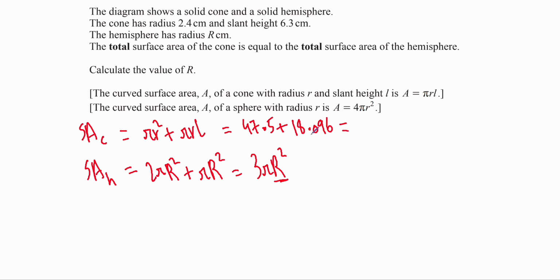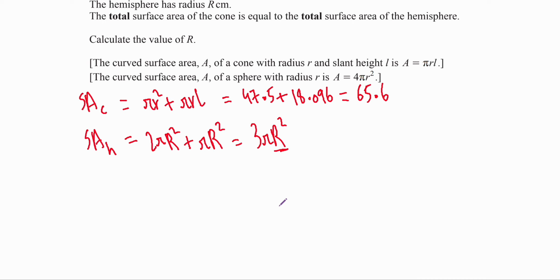Then you can add that up. I can put it on my calculator right now and see what that gives us. So we have 47.5 plus 18.096. So approximately 65.6. And then here we just leave it as 3 pi R squared. We can't do anything more with this. Well, then we have 3 pi R squared is equal to 65.6, because it tells you that the total surface area of the cone is equal to the total surface area of the hemisphere. Then you can just solve for R squared. So if you divide both sides by 3 pi, you get 65.6 divided by 3 pi, which is 6.96.